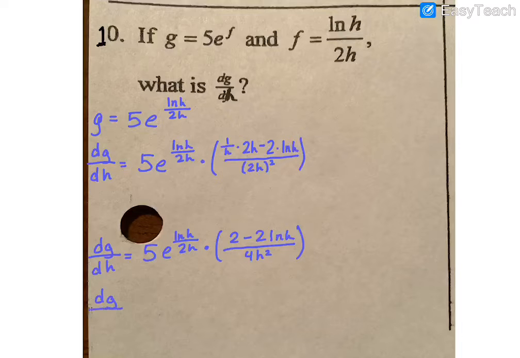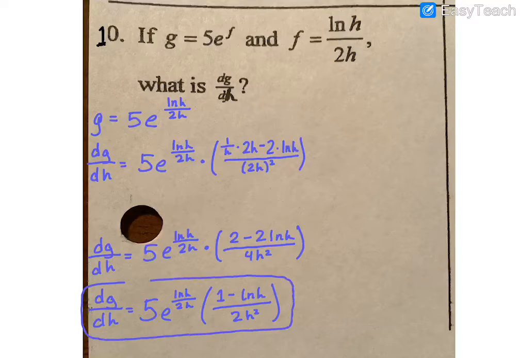And so I see one last bit of cleanup. So dg dh is 5e to the natural log of h divided by 2h times, and if you notice, all pieces in that fraction can divide by 2. My numerator has 2 terms, they both divide by 2, and my denominator has a 4 that divides by 2. So if I divide everybody by 2, it becomes 1 minus the natural log of h divided by 2h squared. And that is probably about the best way to express my answer.